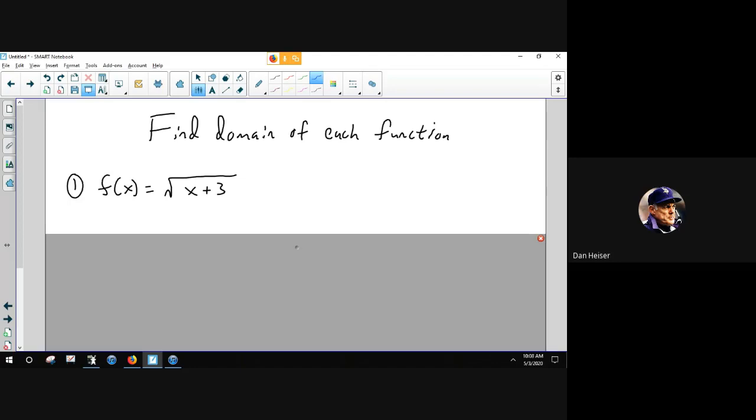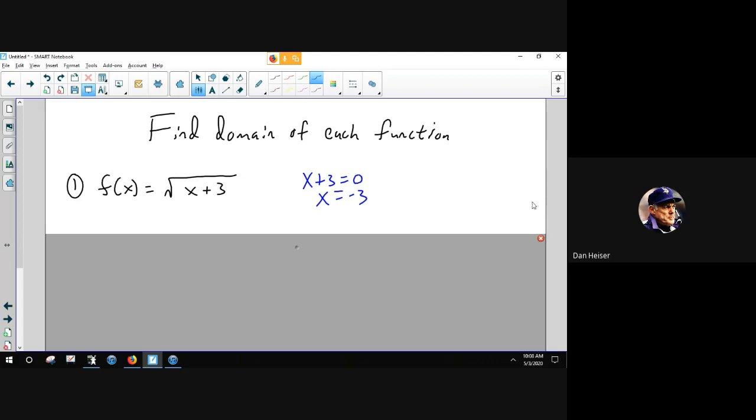So I have to ask myself, what value of x makes this square root 0? 0 is a transition between positive and negative. So I will set the inside equal to 0 and solve. Okay? X is negative 3. Now I have to ask myself, which side of negative 3 do we want? Think of negative 3 as the boundary.